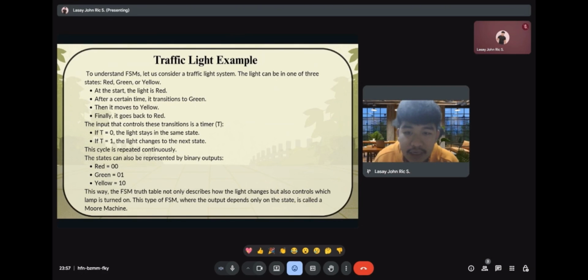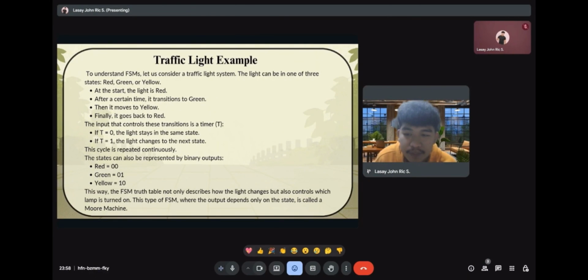The traffic light example. To understand finite state machines, let us consider a traffic light system. The light can be in three states: red, green, or yellow. So at the start, the light is red, and after a certain time, it transitions to green, then it moves to yellow. So finally it goes back to red.